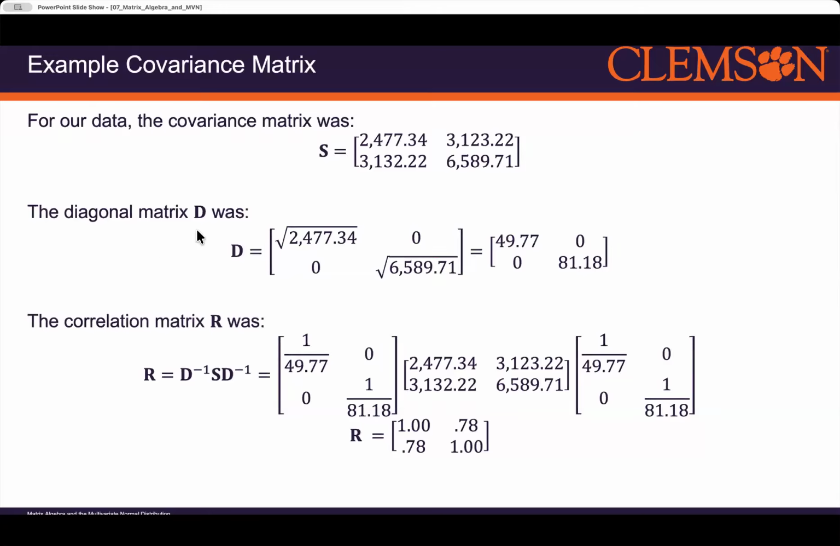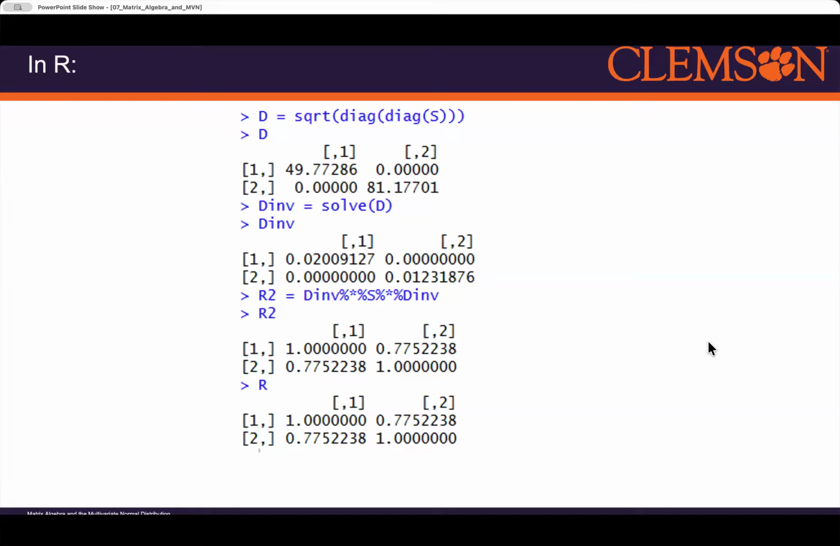All right, so we can show how this works. Here's our covariance matrix. The diagonal matrix D was the square root of the diagonal matrix here, which are standard deviations. So if we pre and post multiply that by its inverse, and again, that's just 1 over that for only diagonal matrices, this is true, then we get our correlation matrix. So again, we can do this matrix multiplication. And we can see that in R as well.